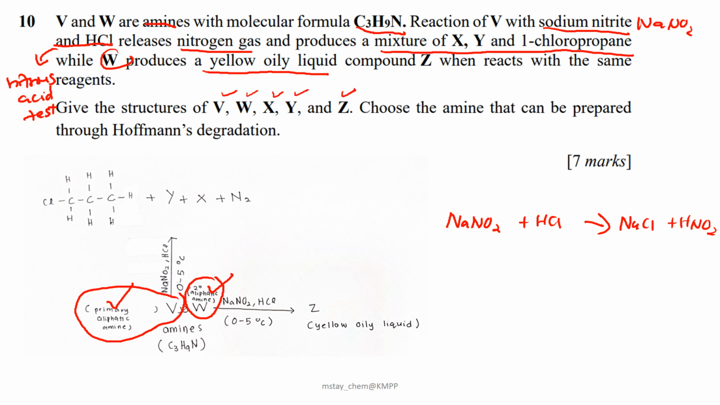So since V is a primary amine, W will be the secondary amine. X and Y, as we know here, will produce a mixture of alcohol, a mixture of alkene, and also haloalkane. But in the question, they already give us the haloalkane, which means that X can be alcohol or alkene, and either for Y.